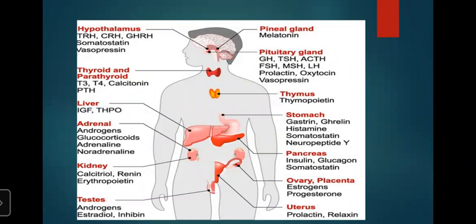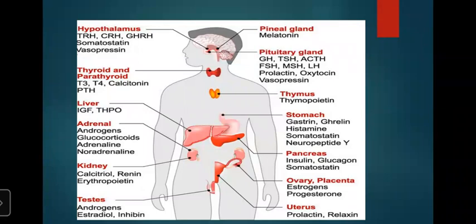Now, pituitary gland, it is present at the base. It secretes growth hormone and adrenocorticotropic hormone, then thyroid stimulating hormone TSH, prolactin, follicle stimulating hormone FSH, luteinizing hormone LH, oxytocin, and antidiuretic hormone. What is the function of this growth hormone? Growth hormone stimulates growth of bones.